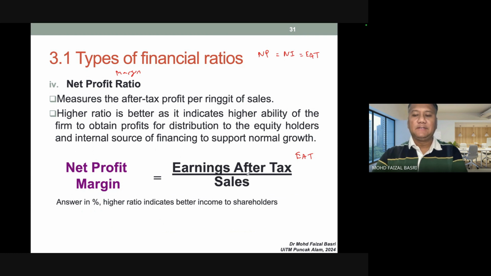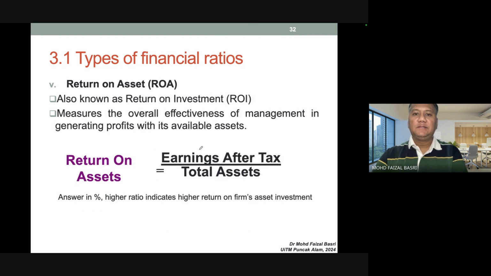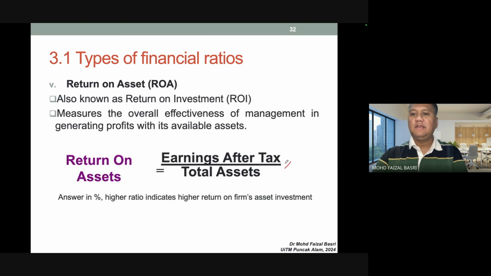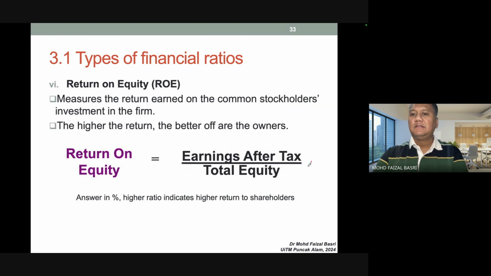Divide by sales. And the final two are based on earnings after tax, the net income from earlier, divided by total assets for ROA, and for ROE divided by total equity. And everything must be multiplied by 100. Okay, so we have 6 ratios all together.